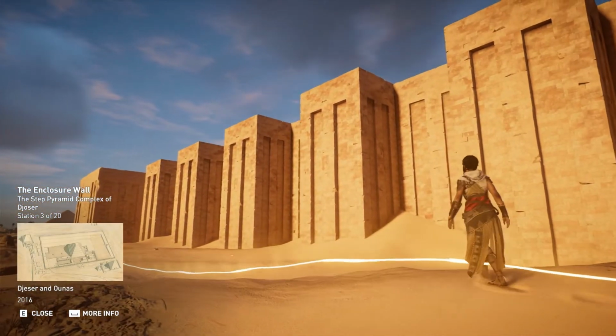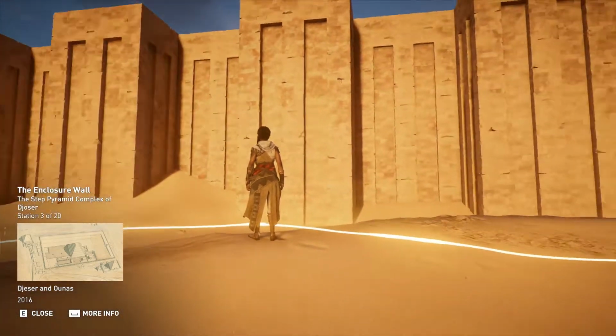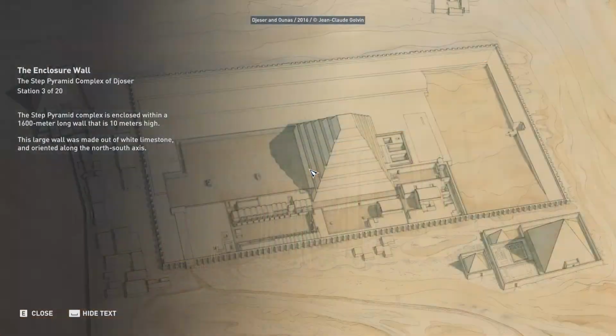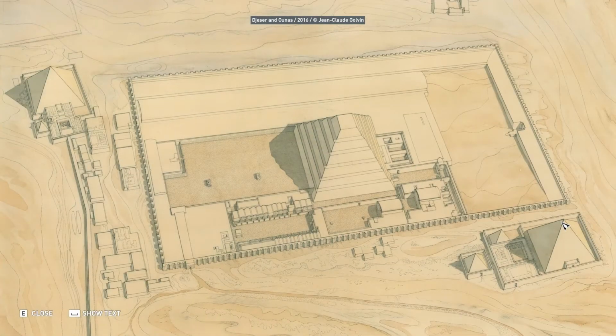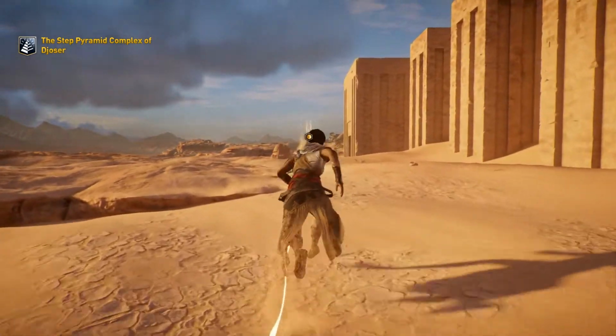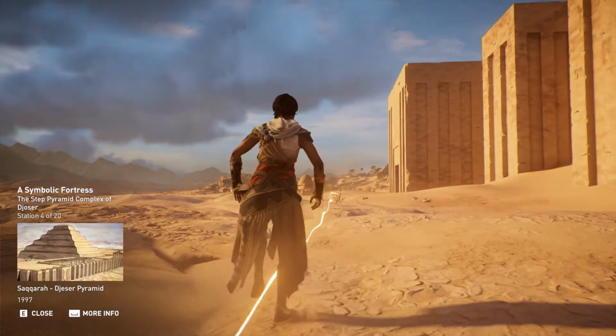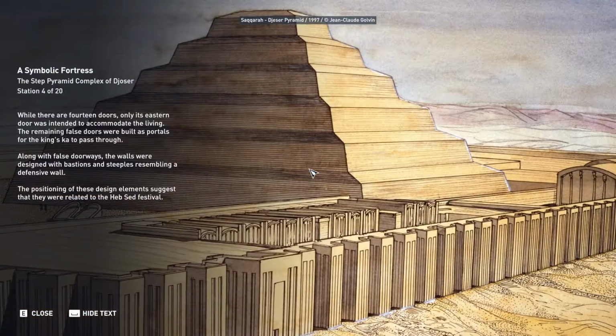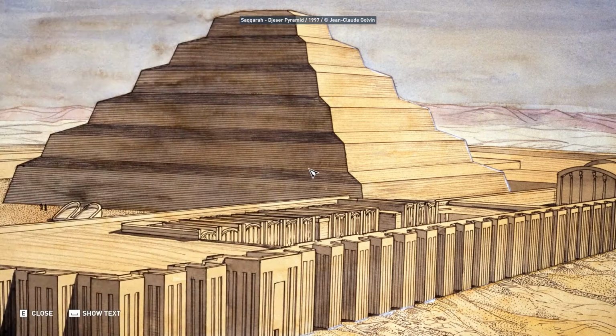The Step Pyramid complex is enclosed within a 1,600-meter-long wall that is 10 meters high. This large wall was made out of white limestone and oriented along the north-south axis. While there are 14 doors, only its eastern door was intended to accommodate the living. The remaining false doors were built as portals for the king's Ka to pass through.